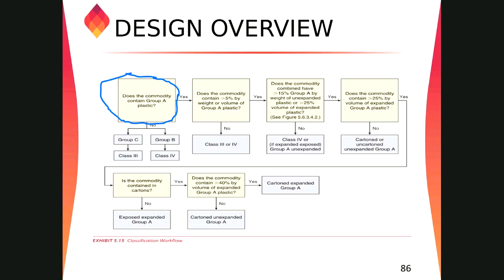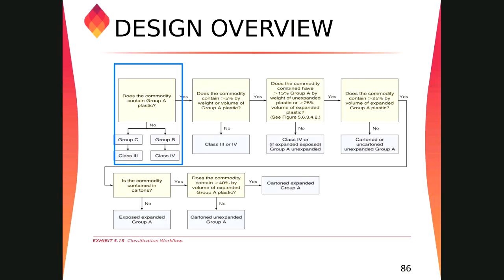If this is group B plastics or C plastics, we have to come directly up to this location and our design is finished. It means we can select our density curve, the requirement, all based on class 4 commodities, right? But if your product contains greater than 5% of the plastics by weight, or 5% plastic by volume, then we have to go to the next step, this one, right?